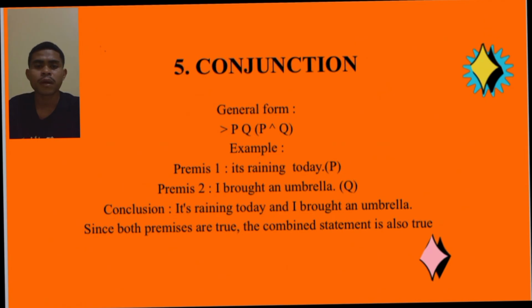Slide 5. Conclusion. To wrap up, a conjunction is a basic concept in logic used to combine two statements. Understanding how conjunctions work helps us make valid arguments and draw conclusions based on the truth or falsity of individual statements.